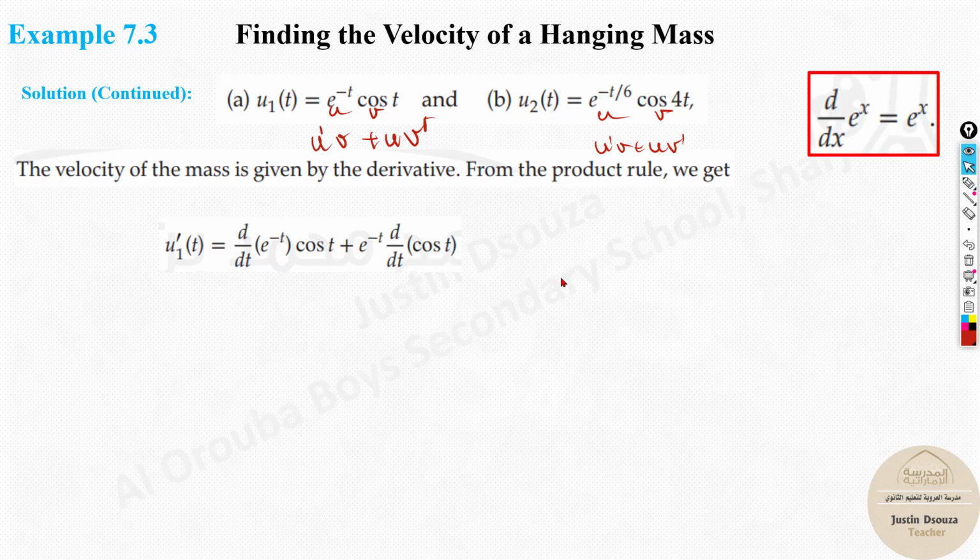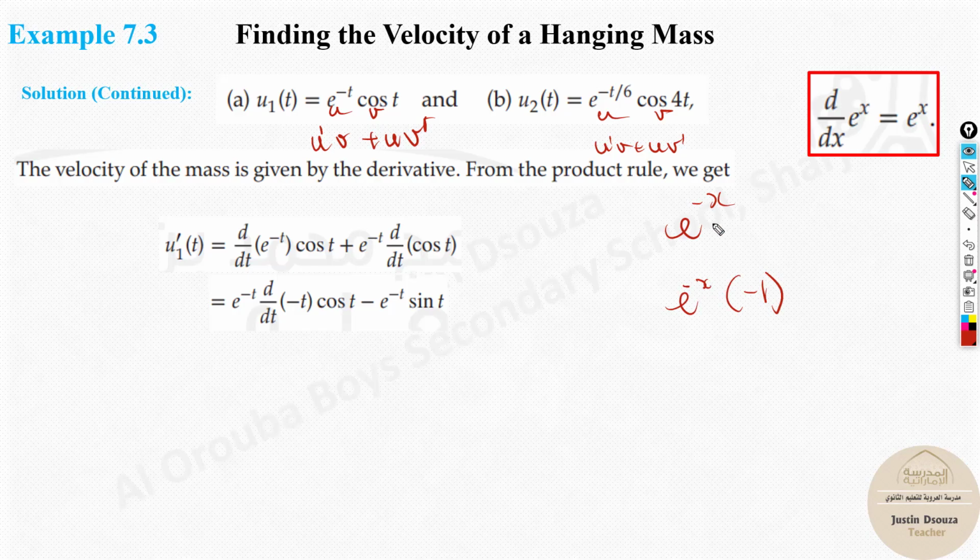Now we will start deriving. What is the derivation of e to the power minus t? It is e power minus t itself, but this is a chain rule. Why? It's like e power minus x. Let me just write it over here. How do you derive e power minus x? You write e power minus x as it is, and then you multiply with minus 1. Why? Because the derivative of negative x is minus 1.